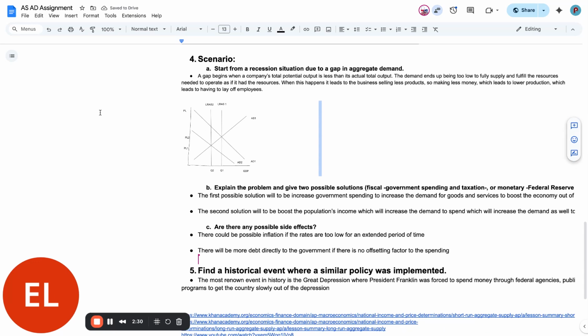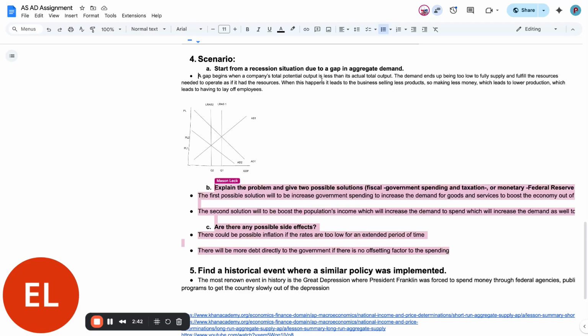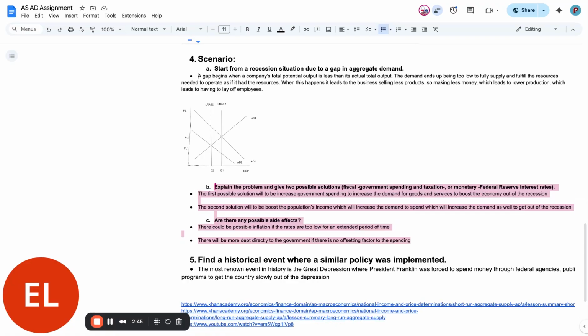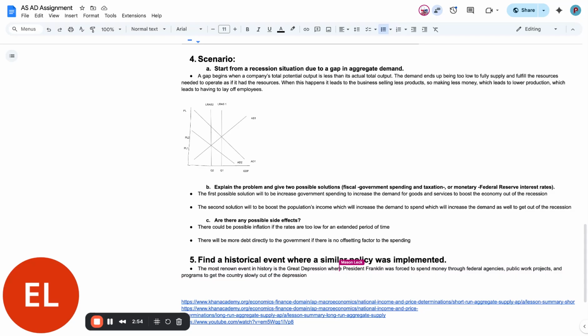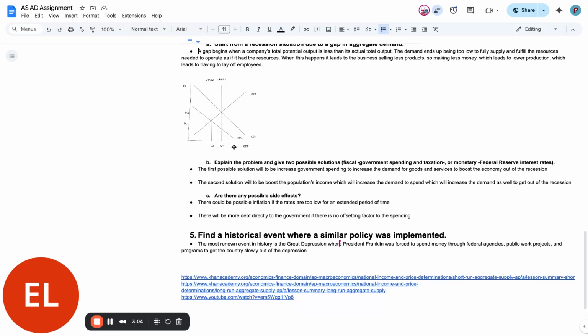So this is a scenario that would happen for a recession because of a gap in aggregate demand. A gap begins when a company's total potential output is greater than the total actual output. Demand ends up being too low to fully use the resources needed to operate as if it had the resources. When this happens, it leads to the business selling fewer products, which means they'll make less money. Making less money leads to less production, and then you have to lay off employees because you can't pay them. Here's a graph of how that would look.